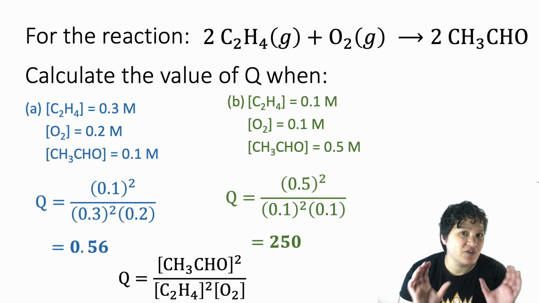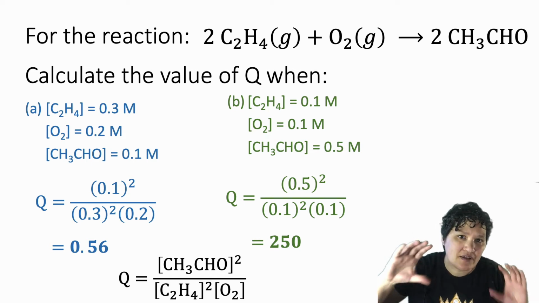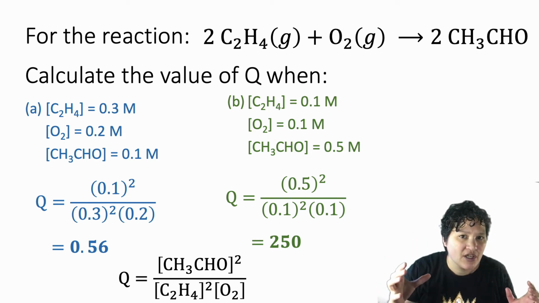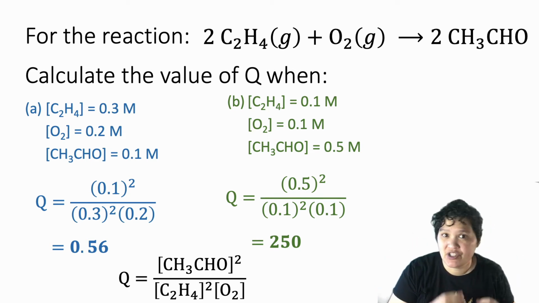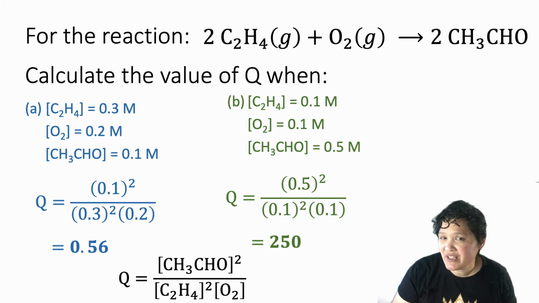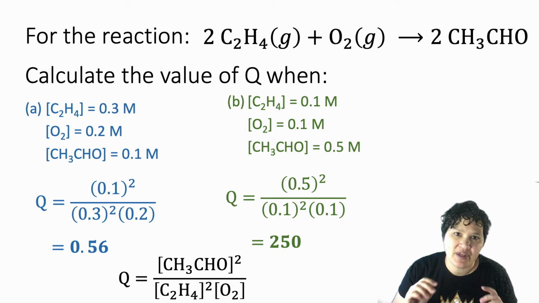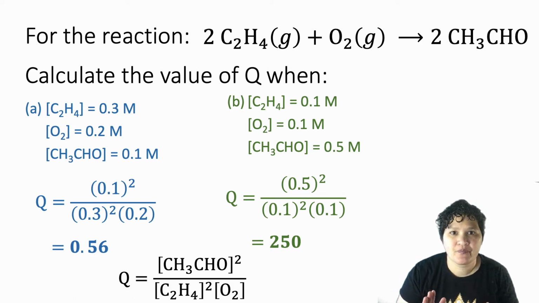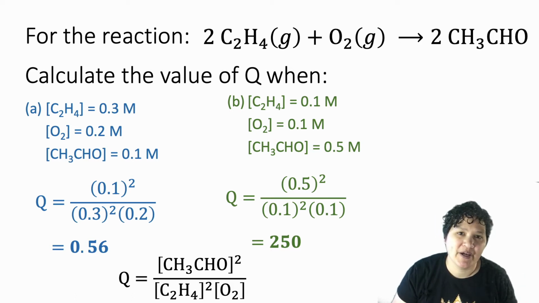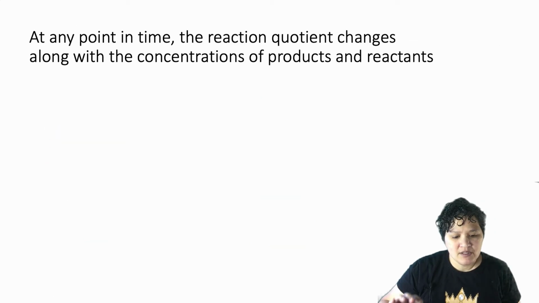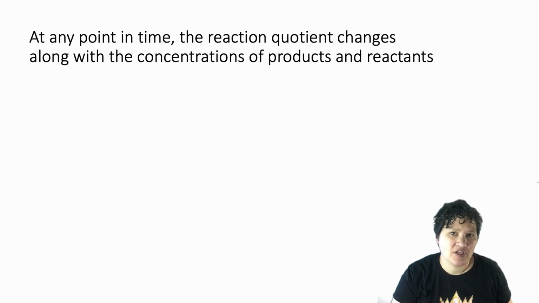If you look at these two numbers, you can see that as the concentrations change, the reaction quotient changes. So that will tell us something about where we are in the reaction based on the value that we have for Q. And we're going to talk more about what those Q values tell us later in this video. So our reaction quotient changes as the concentrations change.